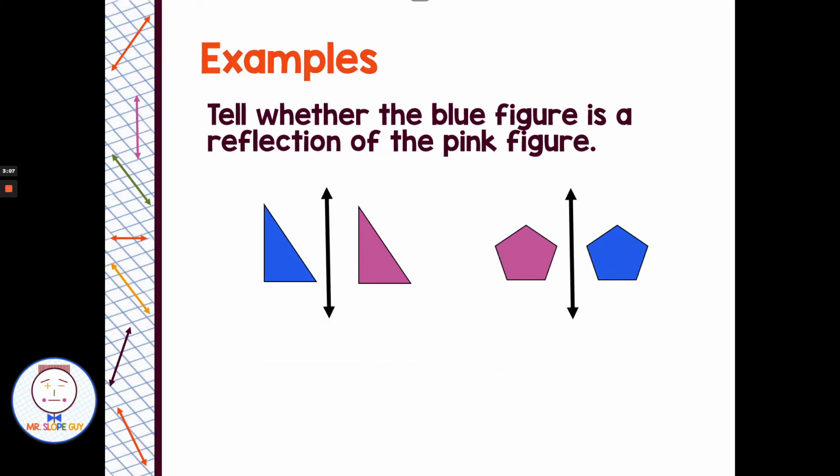Tell whether the blue figure is a reflection of the pink figure. Is the blue a reflection from the pink? So pink, would that reflect over? No, that one looks just like a slide or a translation. How about this one on the right? Is the blue figure a reflection of the pink figure? Yes. It looks like this just flipped right over that line, so that would be a reflection.